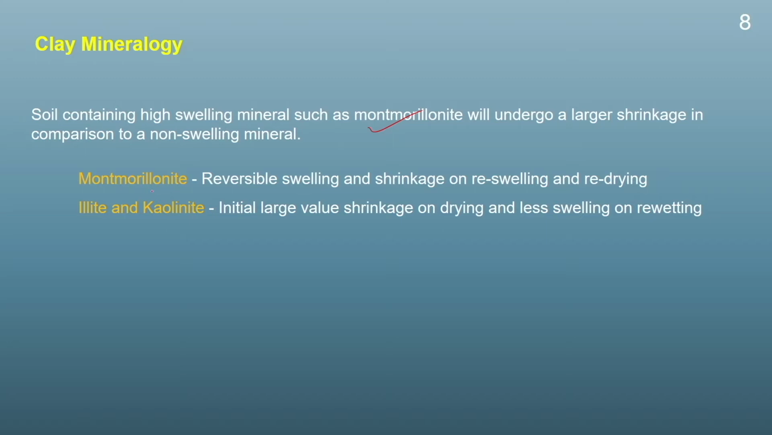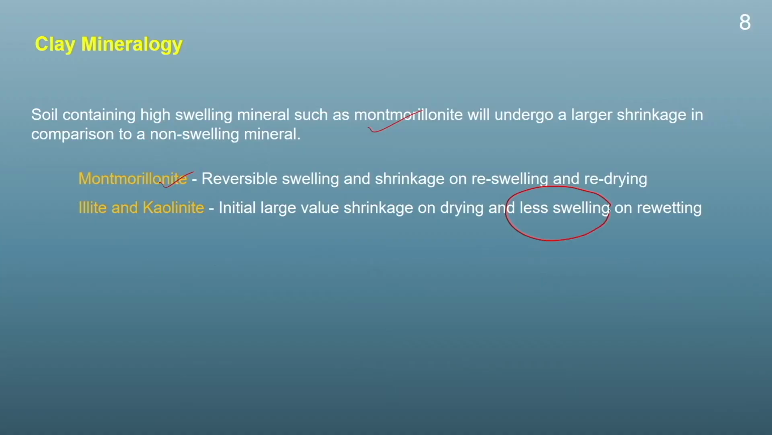And also we need to remember that for montmorillonite, reversible swelling and shrinkage on reswelling and re-drying will be possible. That means, if we take a soil sample containing montmorillonite and we swell the soil sample and then dry it, and again swell the soil sample, it will swell to the same extent and it will also shrink to the same extent. Whereas for illite and kaolinite, an initial large value of shrinkage on drying will be obtained. If we again re-wet the soil sample, a lesser amount of swelling will take place. But in case of montmorillonite, we can almost get an identical amount of swelling and shrinkage on re-swelling and re-drying.